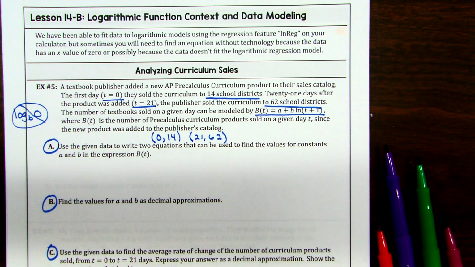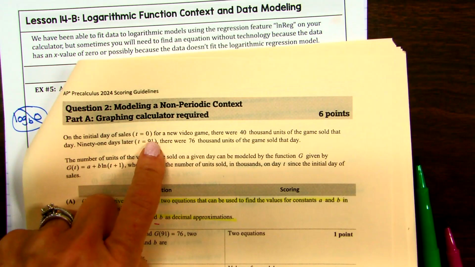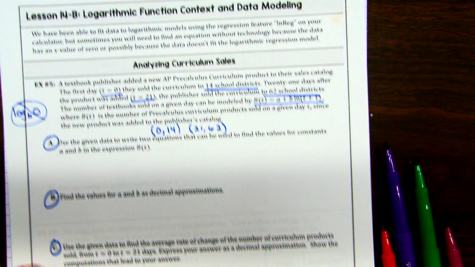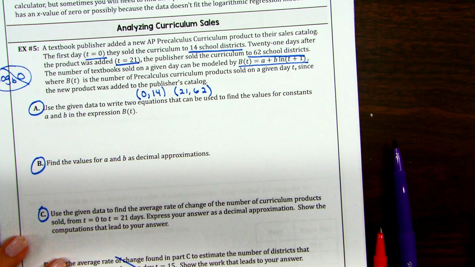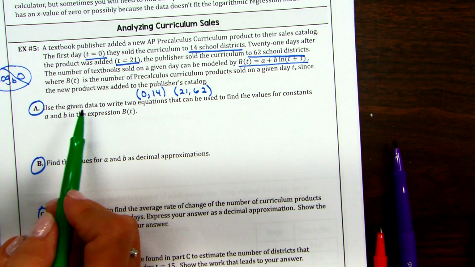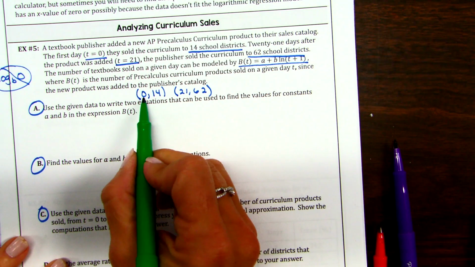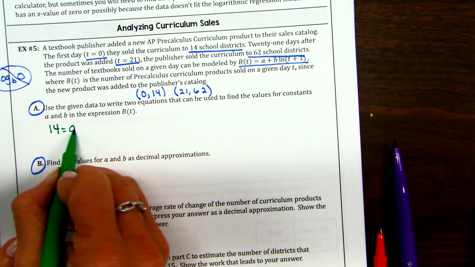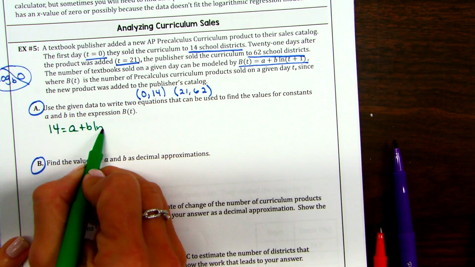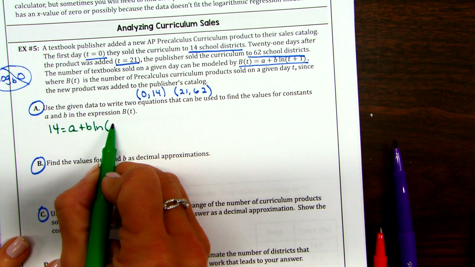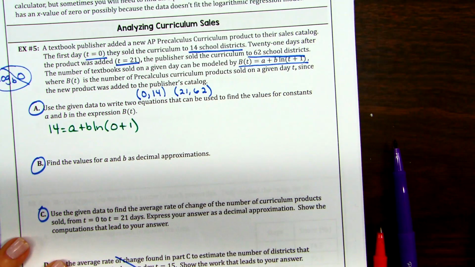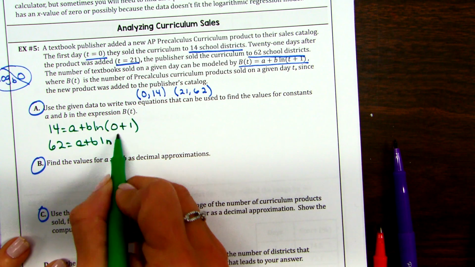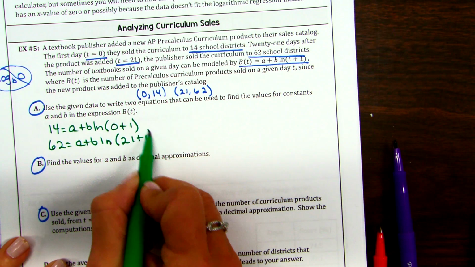And by the way, they had a 0 in this one too, the one that my students had last year. So it's really a very similar problem, almost exactly like the one that they had last year. So let's first do part A, which is just to create the two equations. You have to do this by hand anyway, just plugging in x and y into this equation. So we would have 14 equals a plus b natural log of 0 plus 1, and 62 equals a plus b natural log 21 plus 1.